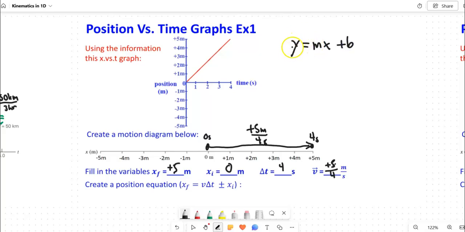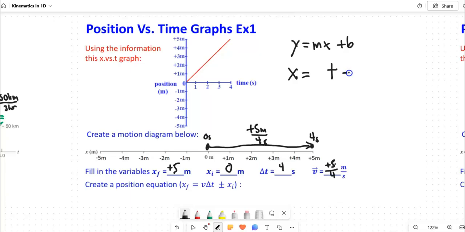Y is going to be the vertical axis. In this case, the vertical axis is the horizontal position, which is, weirdly, x. The x here is time, t. So this x-axis is time. The vertical axis is horizontal position.